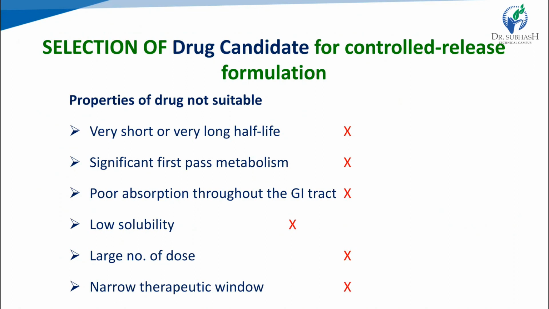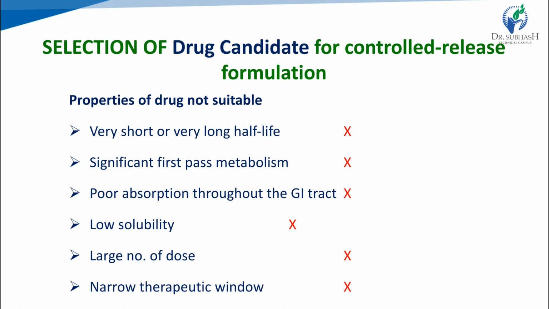Next, the most important parameters for the selection of a drug candidate. The ideal drug candidate is one that is suitable for a controlled release or any sustained release formulation. Here are some points. Drugs with the following properties are not ideal candidates, so they are not suitable for controlled release. A very short or very long half-life is not suitable. A significant first pass metabolism, or poor absorption throughout the GI tract, is not suitable. Low aqueous solubility is also not convenient for a controlled release formulation.